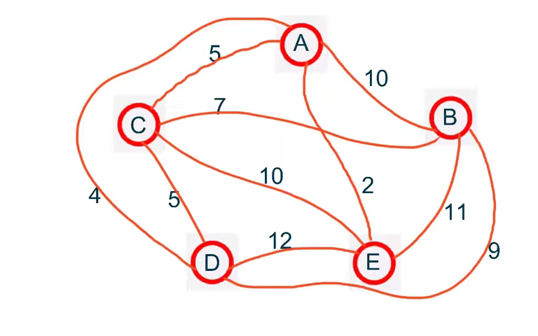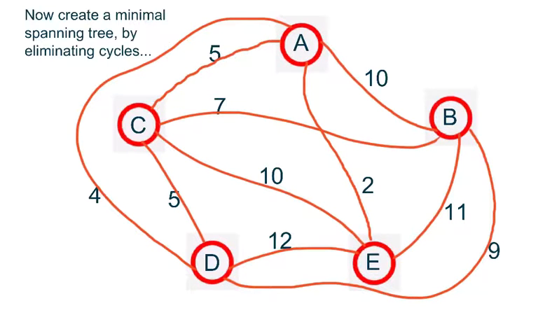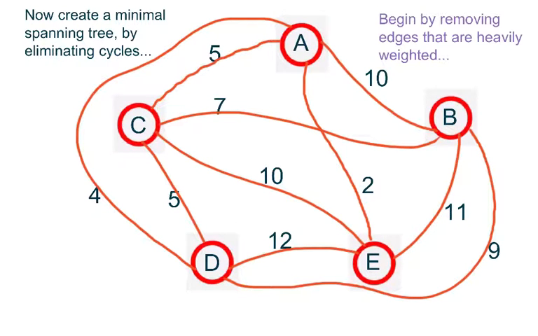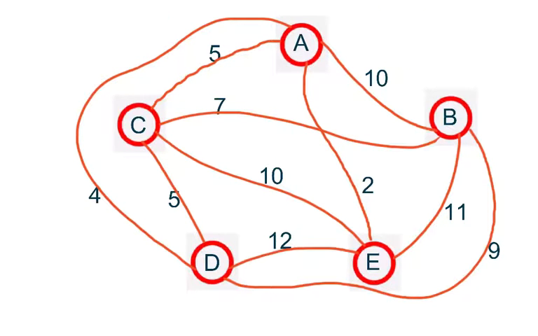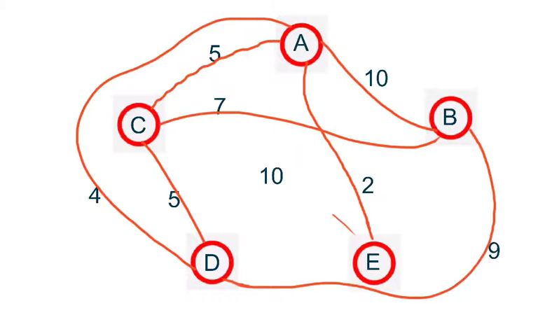You should notice that this graph has several cycles, so we need to create the minimal spanning tree by eliminating those cycles. And the best thing to do is begin with the edges that are most heavily weighted. So if we begin taking off the heaviest weight, that's 12, and then 11, you'll see we've eliminated some cycles there. The next heaviest weight is 10, and that occurs twice.